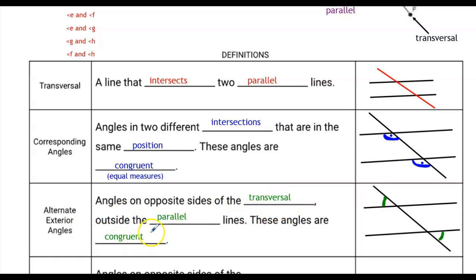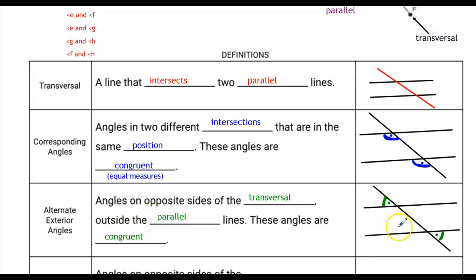And these angles are congruent as well. As you know, that means equal measures. So in the example, here's an angle that is on the left side of the transversal, this line that intersects both lines. And here's an angle on the right side of the transversal. This one's on the right, this one's on the left. And they're also outside the parallel lines.